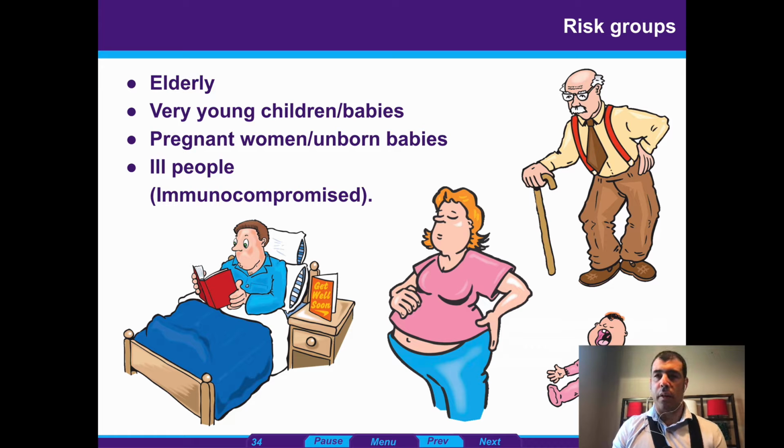So there are different risk groups. Obviously the elderly people, very young children and babies, pregnant women and unborn babies, and also ill people, so immunocompromised, are more at risk. So we need to pay very specific attention to what we do and the way we do it so that we don't put these people at risk.